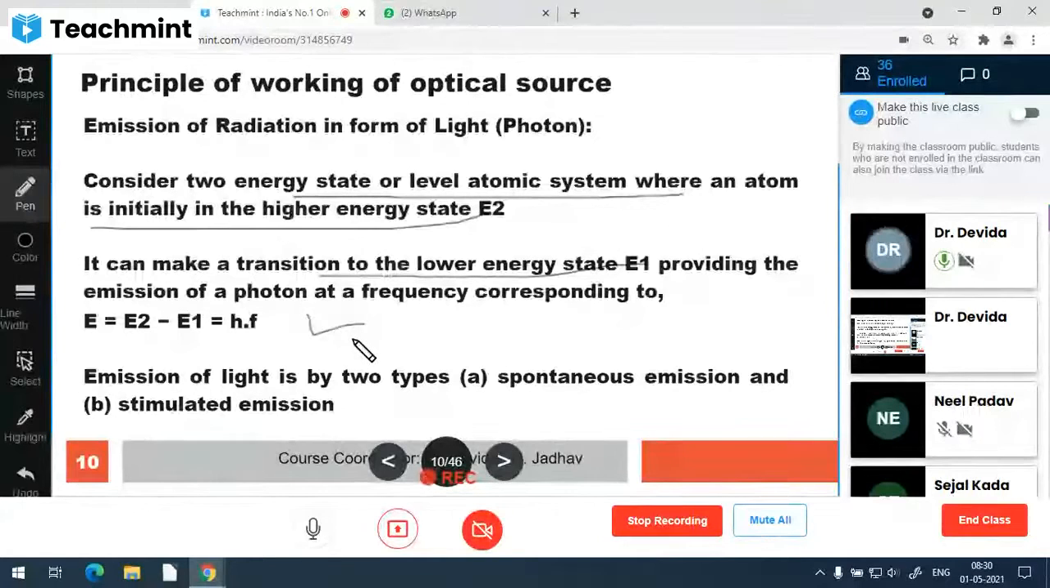So this we have discussed many times, in many lectures. All these slides we have already discussed many times. So we are going very quick, very fast, just to revise the things. Emission of the light is of two types: spontaneous emission and stimulated emission.